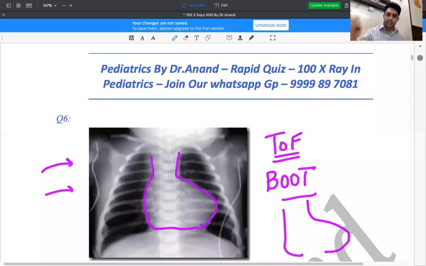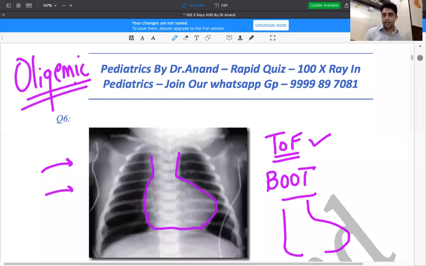You should know the various varieties. How does it look like? So tetralogy of Fallot, number 1. Number 2, it is one of the congenital heart diseases with oligemic lung fields. What is oligemic lung fields? Decreased pulmonary blood flow. Okay, oligemic means decreased pulmonary blood flow.